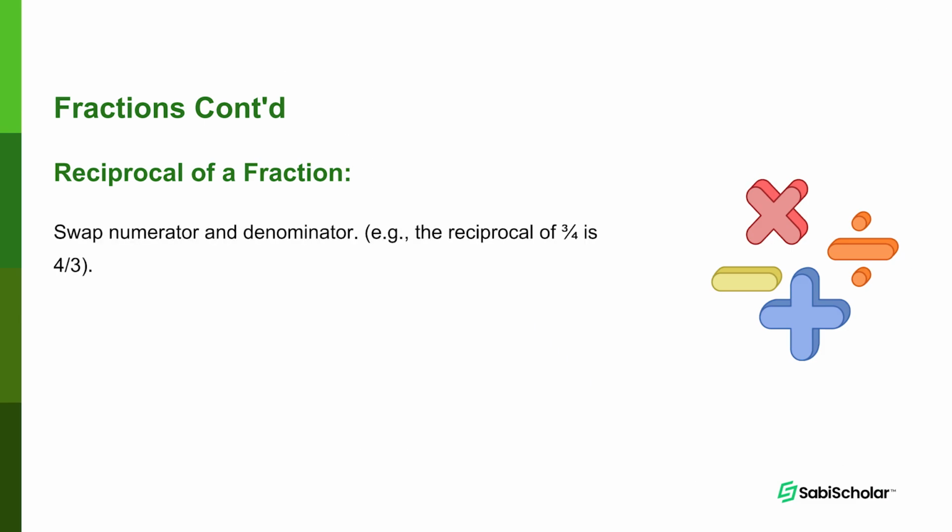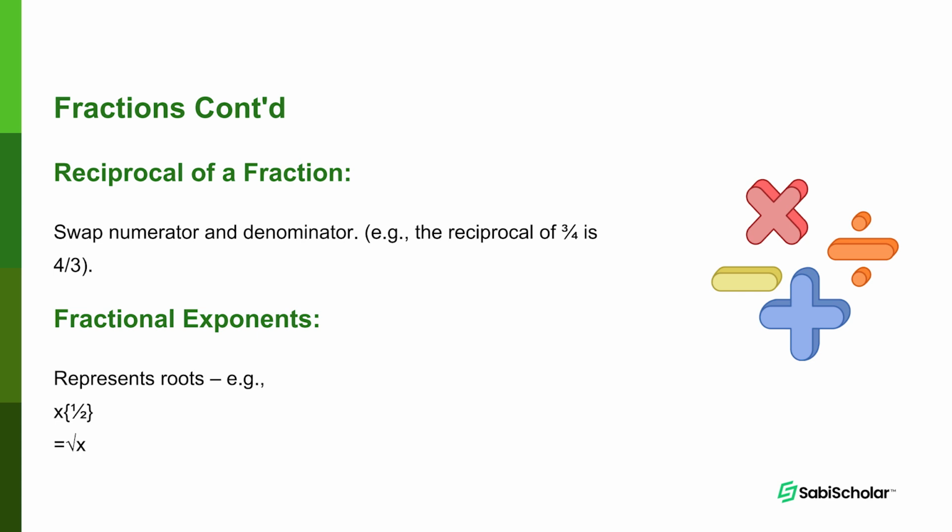Reciprocal of a fraction. To get the reciprocal of a fraction is very easy to do. You just swap the numerator and the denominator. For example, the reciprocal of 3 over 4 is 4 over 3. You take the denominator and turn it to the numerator, and take the numerator and turn it to the denominator. That is the reciprocal of a fraction. Then fractional exponents. This has to do with indices. When you have a fraction as the exponent in an indices, it represents roots. So x to the power of 1 over 2 represents the square root of x.